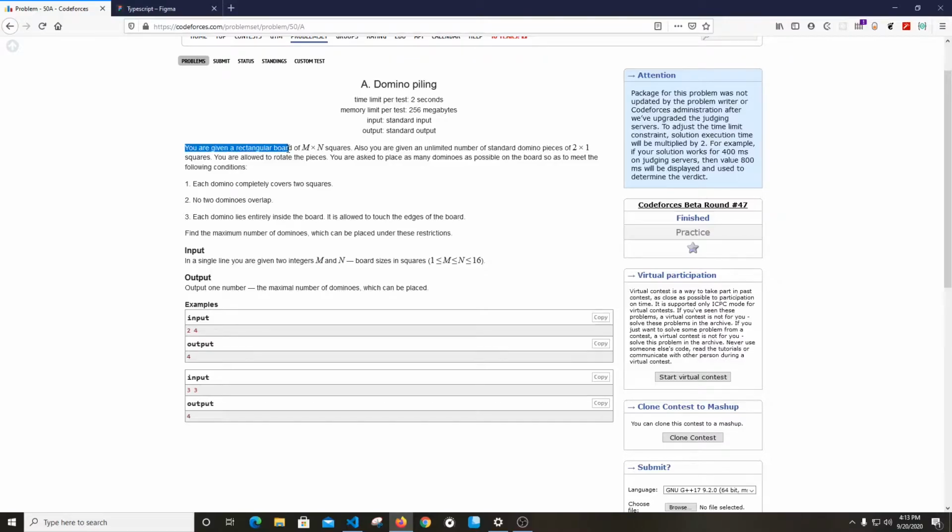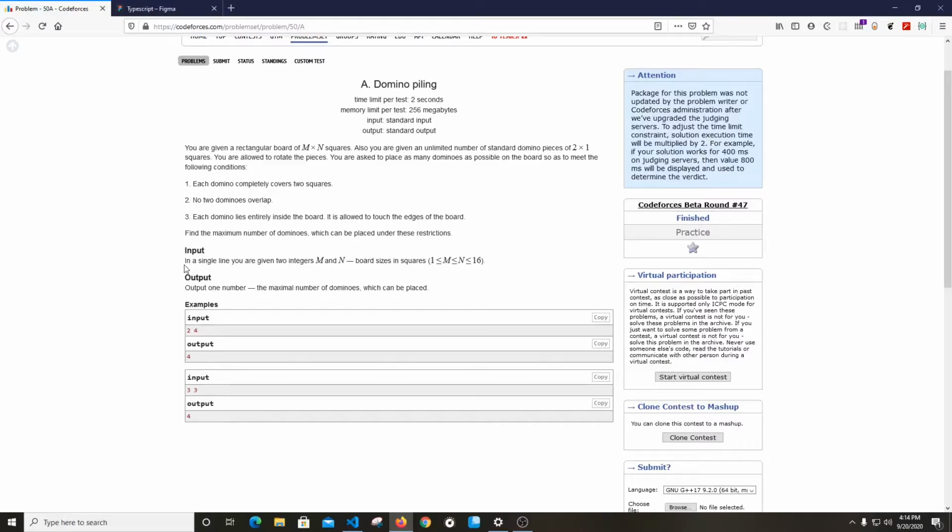You are given a rectangular board of m times n squares. Also, you are given an unlimited number of standard domino pieces of 2 times 1 squares. You are allowed to rotate the pieces. You are asked to place as many dominoes as possible on the board so as to meet the following conditions. The conditions are: each domino completely covers 2 squares, no 2 dominoes overlap, each domino lies entirely inside the board, and it is allowed to touch the edges of the board. So find the maximum number of dominoes which can be placed under these restrictions.